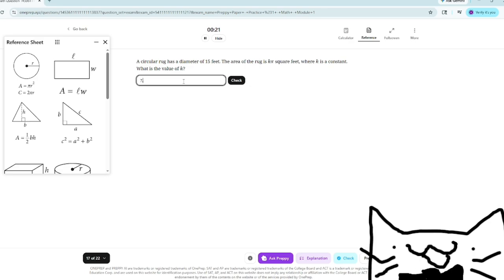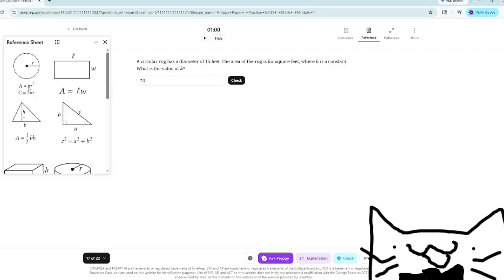7.5. How do I know this? Diameter is radius times 2. So the only way to go back to radius if you have the diameter is dividing it by 2. Also, because the area of the rug is k pi, k means it was squared already, because there's no squared symbol like there is with the radius. So it has to be 7.5.